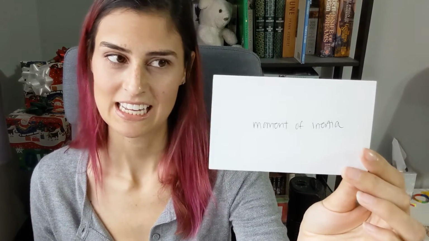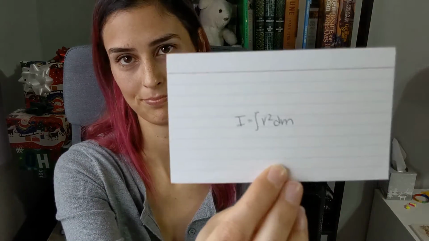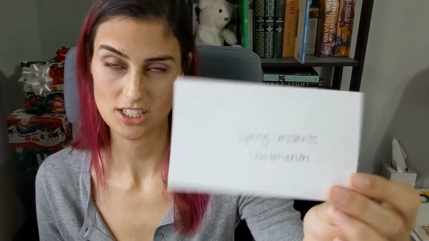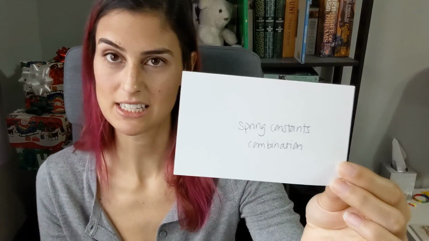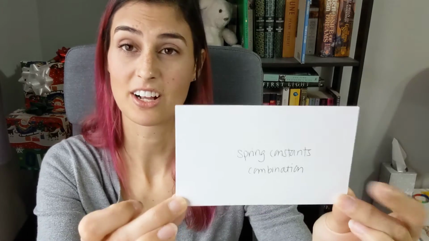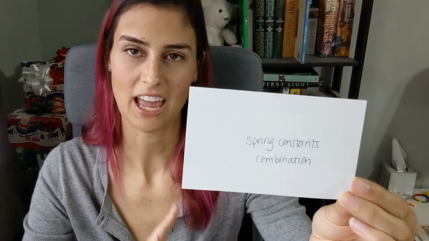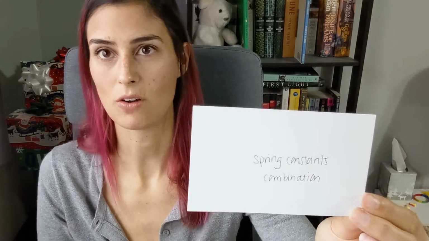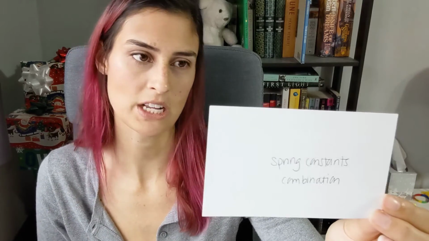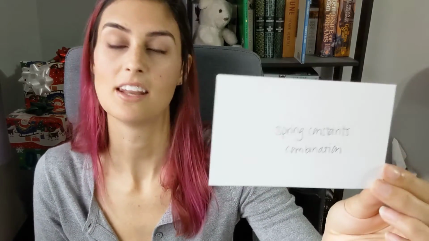All right, the moment of inertia. This is I, and it's equal to the integral of r squared dm. Spring constants combination. So this is saying if you have multiple springs, how do they combine? If they're in series, then 1 over the k equivalent is equal to the sum of 1 over k of the individual springs. And if they're in parallel, then the equivalent k is just equal to the sum of the individual k's.